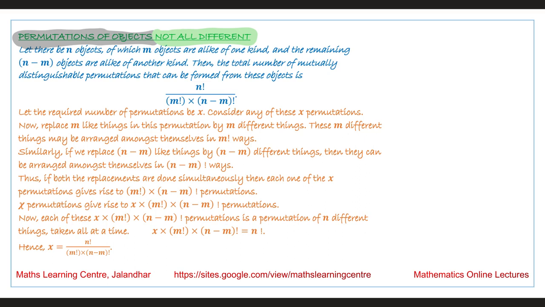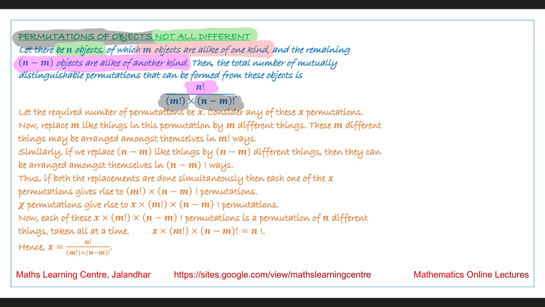So suppose, let there be n objects and m objects are alike of one kind and the remaining n minus m objects are of another kind. Then the total number of mutually distinguishable permutations that can be formed from these objects is n factorial, that is, total number of objects, divided by m factorial into n minus m factorial.